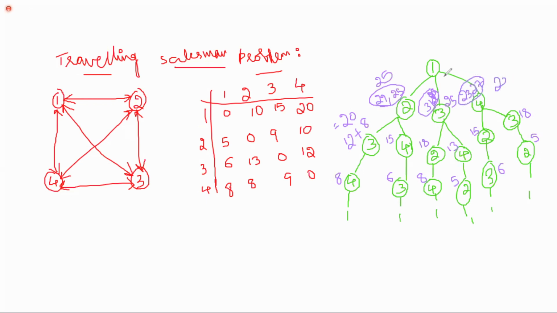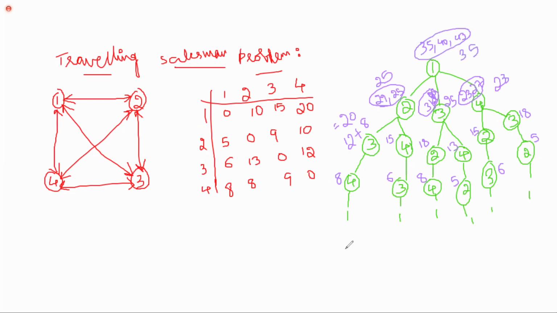Now we will consider the same here. 1 to 2, what is the cost? 10, right? 10 plus 25 gives 35. Next, 1 to 3, what is the cost? 15. 15 plus 25 equals 40. Next, 1 to 4, what is the cost? 20. 20 plus 23 is 43. Which one is minimum among these? 35. We will consider 35 as the cost.